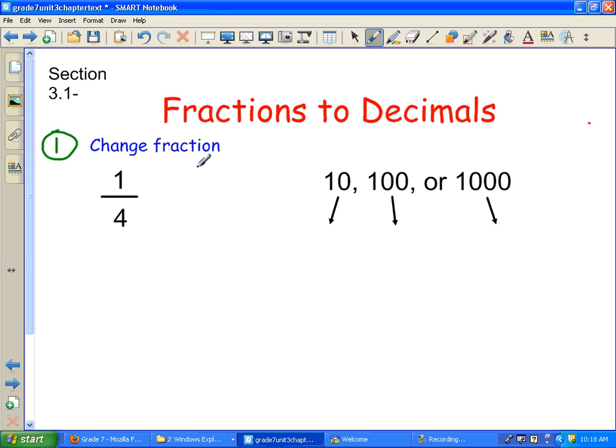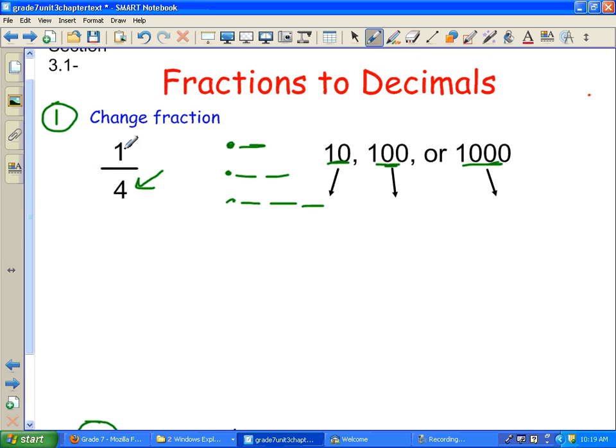All right, so the first step, changing a fraction to a decimal. The easiest way to change a fraction to a decimal is to make it have a bottom of 10, 100, or 1,000. In other words, if we could make this number become 10, 100, or 1,000, it would be real easy. Because as we learned before, if we could make it out of 10, it's 1 decimal place. If we could make it out of 100, it is 2 decimal places. Or if we can make it out of 1,000, it is 3 decimal places.